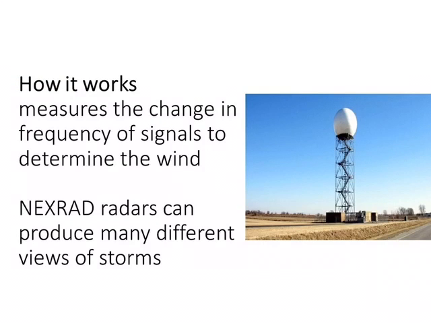Radar uses change in the frequency of different signals to determine the wind and tell how far away the storm is. So these radars are able to produce many different views of the storm. They look like this. So the Doppler radar that's used by the scientists at WRAL would look like this, a giant tower with this big white ball on the top.